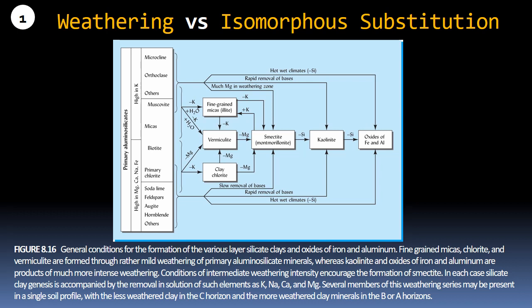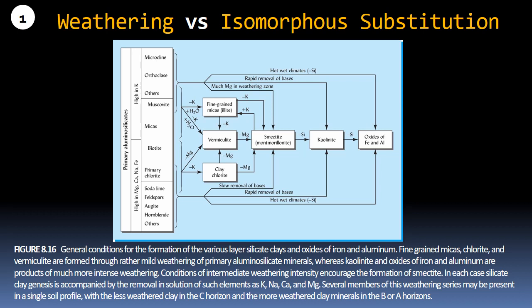If you look at this figure, on the left side you have primary minerals and different types of primary minerals. And if you move from the left to the right, you would see different types of clay minerals, from 2-to-1 until it forms at the end aluminum and iron oxide. And you would see up here that the condition is a hot, wet climate, which means very intensive and rapid weathering. So what is going on here?